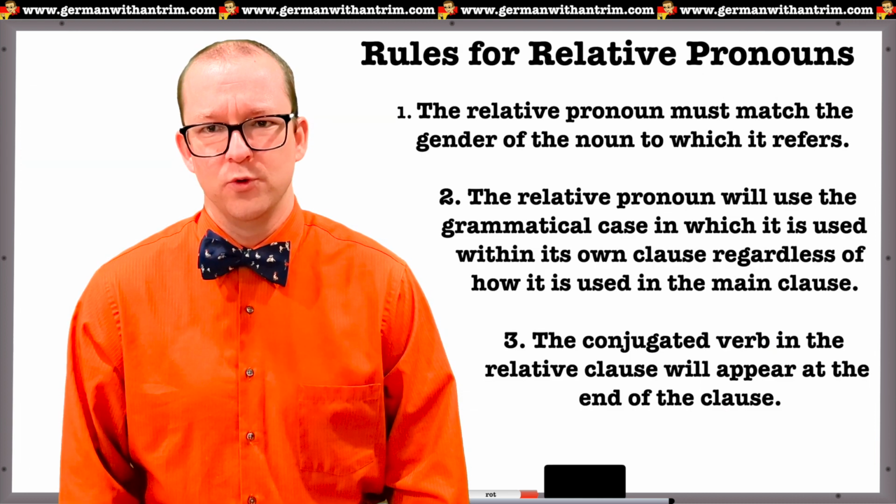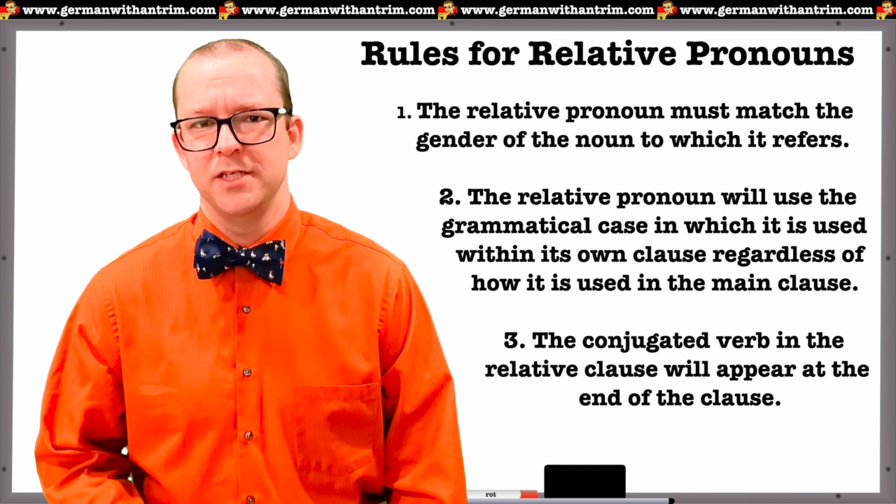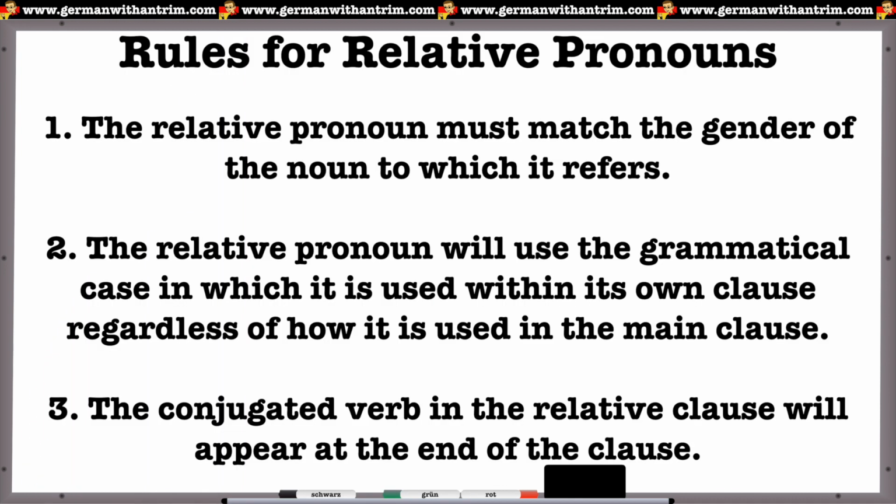A quick review of the rules, and then we'll take a look at a few more examples to give you some tips on how to use these pronouns like a pro. The relative pronoun must match the gender of the noun to which it refers. The relative pronoun will use the grammatical case in which it is used within its own clause regardless of how it's used in the main clause. The conjugated verb in the relative clause will appear at the end of the clause.